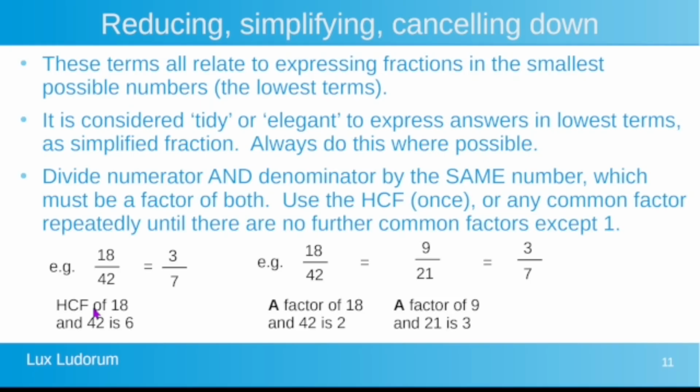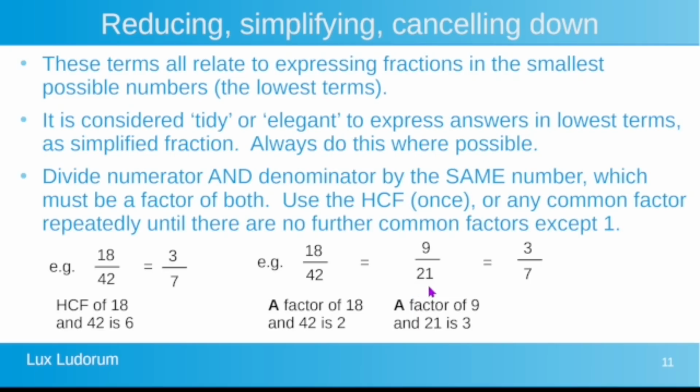And because we use the highest common factor, this is reduced to its lowest terms. If we didn't use the HCF, we could do it this way. 18 over 42, we find any factor of those two. A factor of 18 and 42 is 2. That divides into both. 18 divided by 2 is 9. 42 divided by 2 is 21.